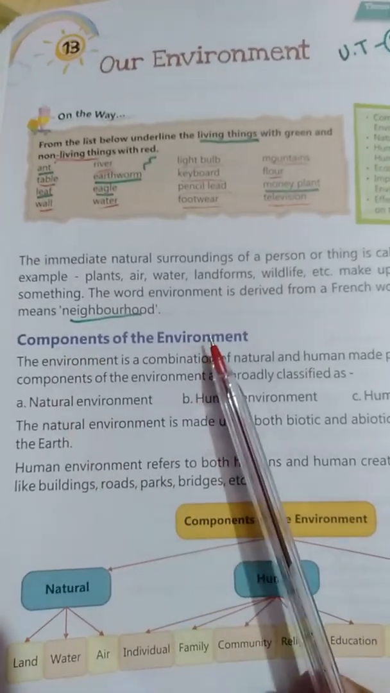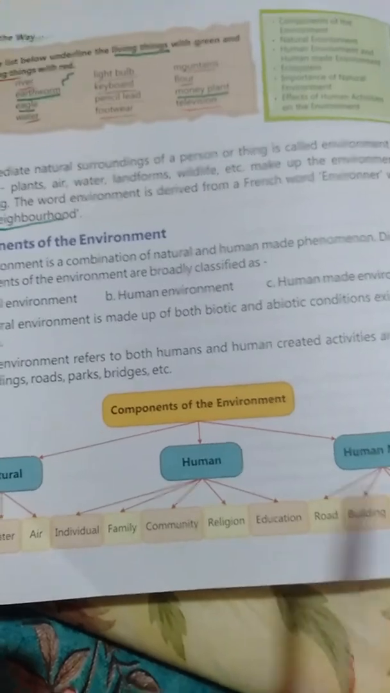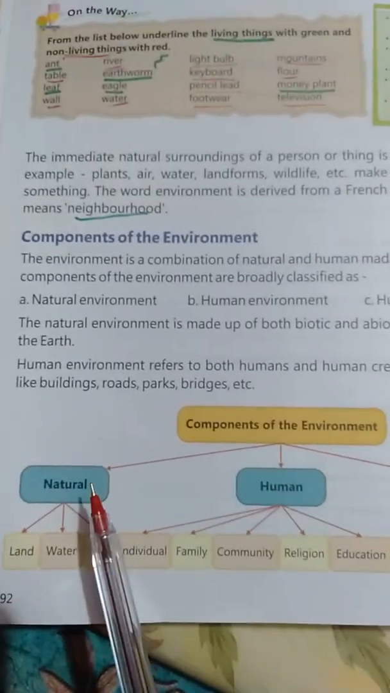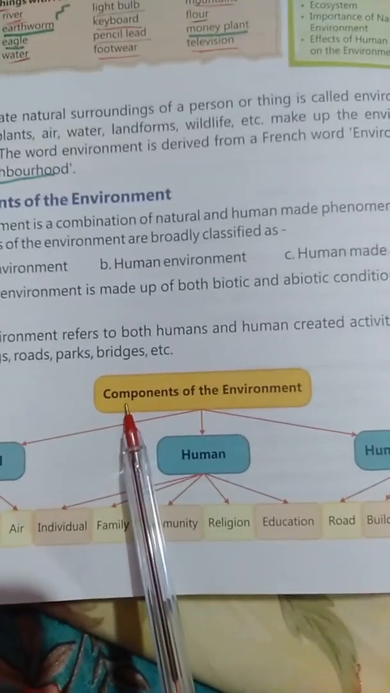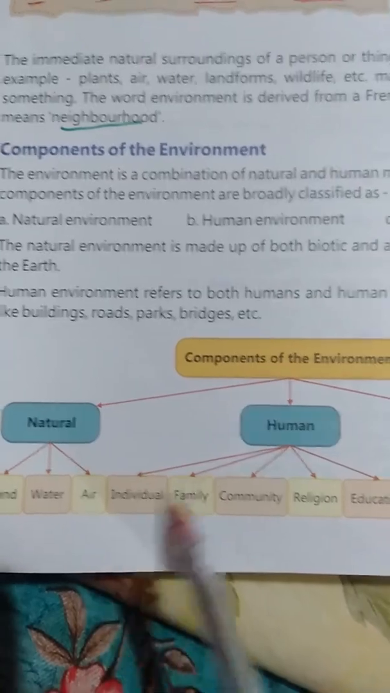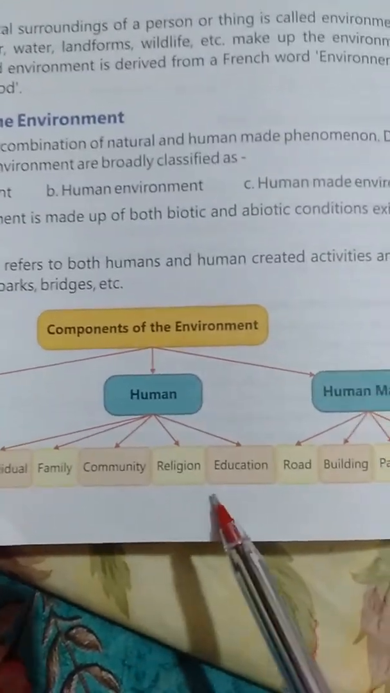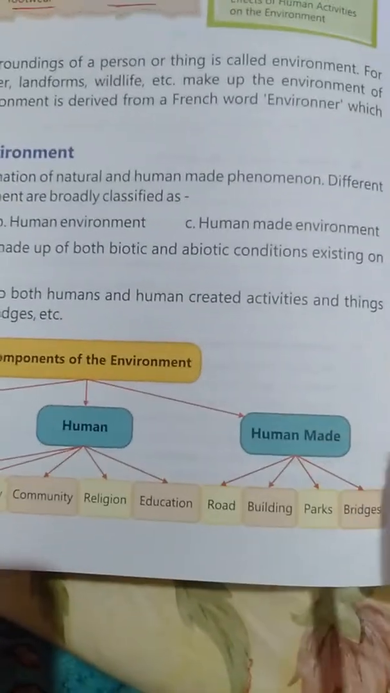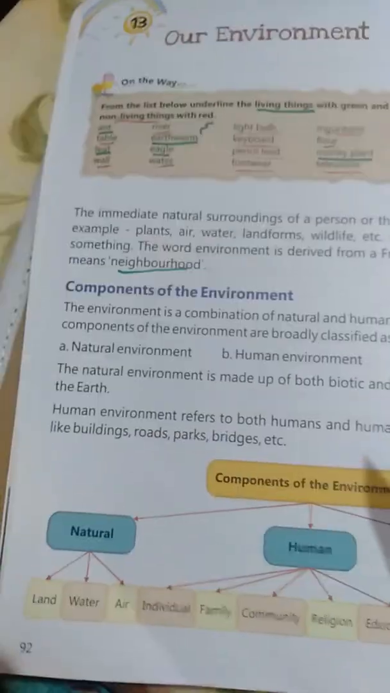So components of the environment, see very nicely they have given through this layout diagram. Components of environment are natural, human and human-made. The components which are natural: we have land, water and air. Human: we have individual, family, community, religion, education. And human-made: road, building, parks and bridges. So let's try to understand.